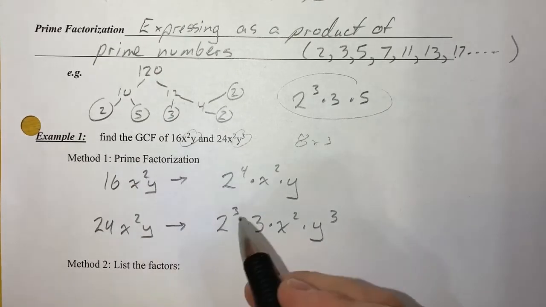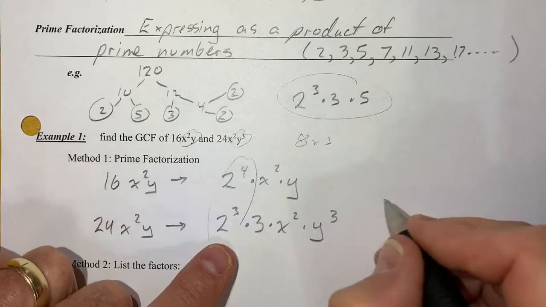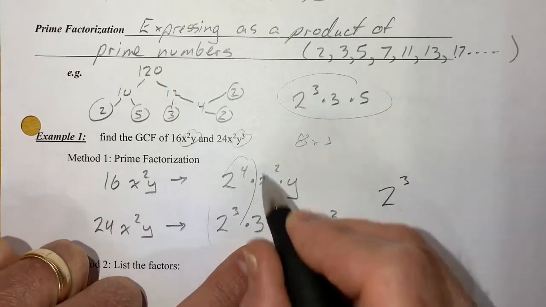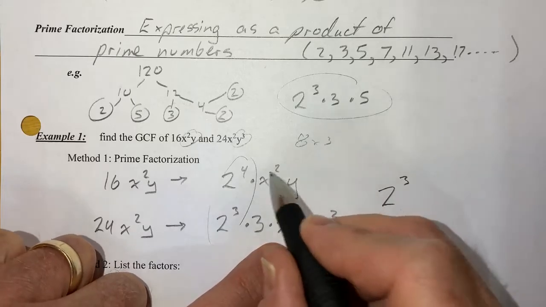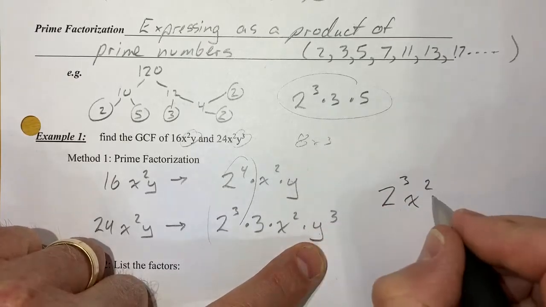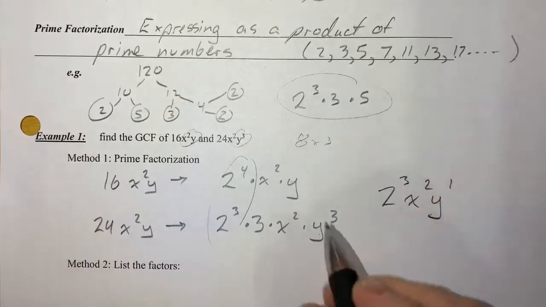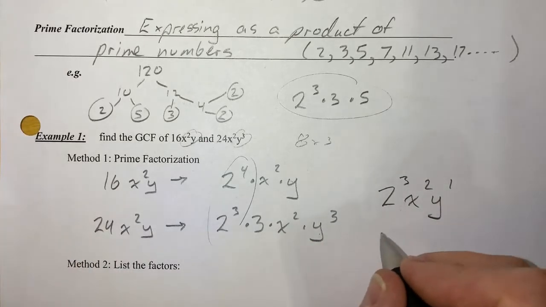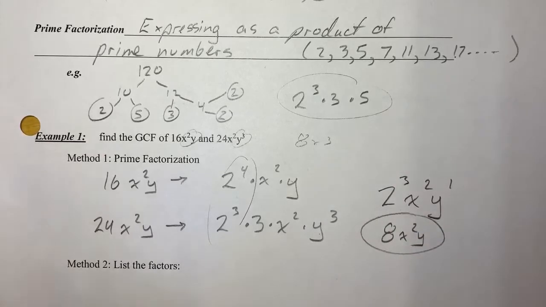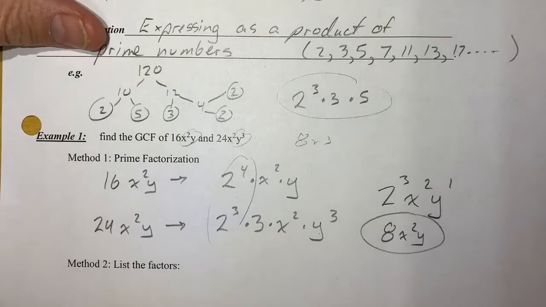Okay, so what do they have in common? The greatest thing they have in common with the 2's is 2 cubed, because there's 3 of them common. There's no 3 here, so it's not common. X squared, and y, there's only one y here, so y to the power of 1. So in other words, the greatest common factor of this one would be 8x squared y. Now, that's probably the easiest way of doing it, by writing it out as the prime factors.